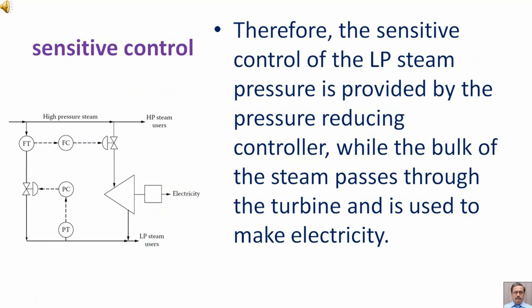Therefore, the sensitive control of the low pressure steam pressure is provided by the pressure reducing controller, while the bulk of the steam passes through the turbine and is used to make electricity.